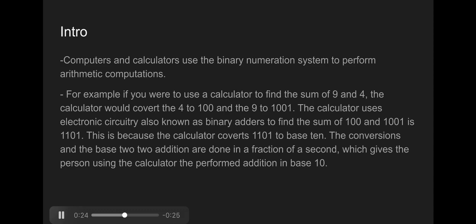The calculator uses electronic circuitry known as binary adders to find the sum of 100 and 1001, which would be 1101. This is because calculators convert 1101 to base 10. The conversions and the base 2 additions are done in a fraction of a second, which gives the person using the calculator the ability to perform addition in base 10.